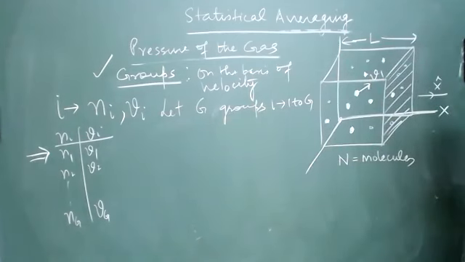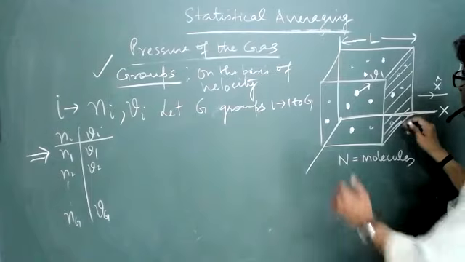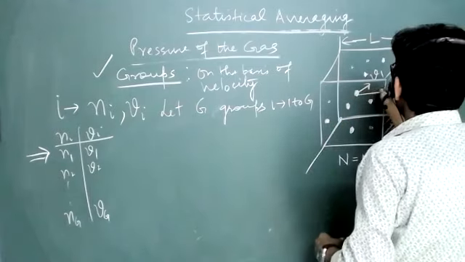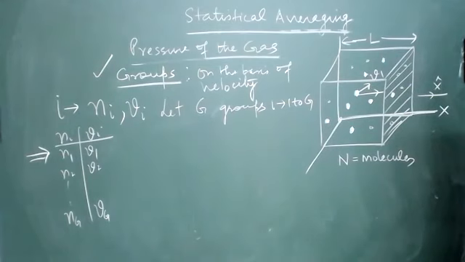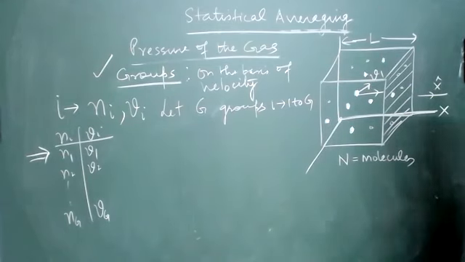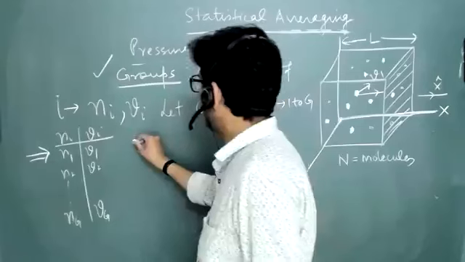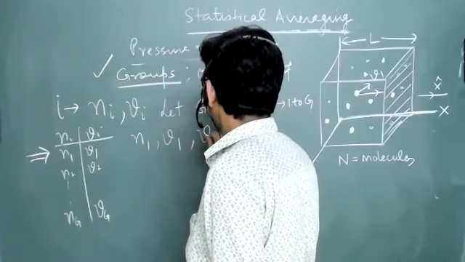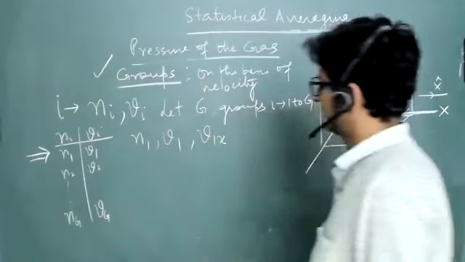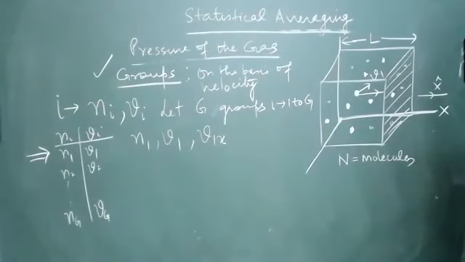Velocity is a vector quantity, am I right? So this velocity, which is moving towards this shaded side, will be given by... I have selected n1 particles having velocity v1, but I will only see v1x. Why?